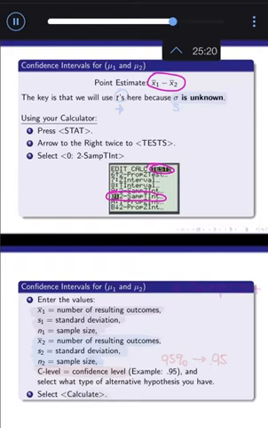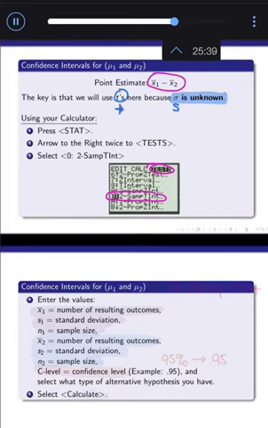The only reason we're using t's instead of z's is because we're still going to be looking at problems where sigma is unknown. We're going to have the sample standard deviation s, not sigma. That's why we're using t's, not z's.